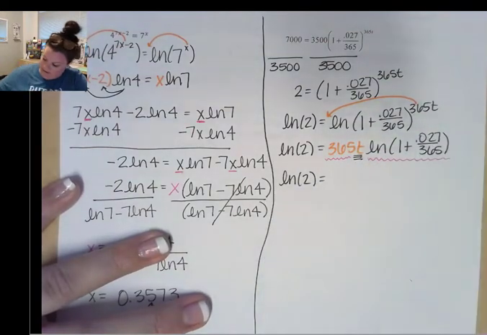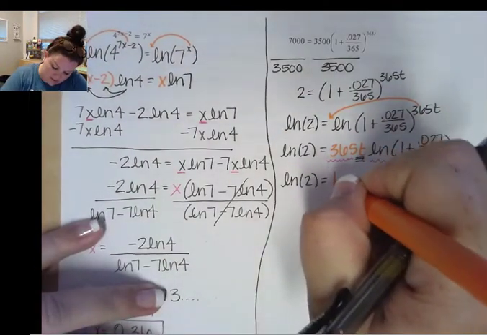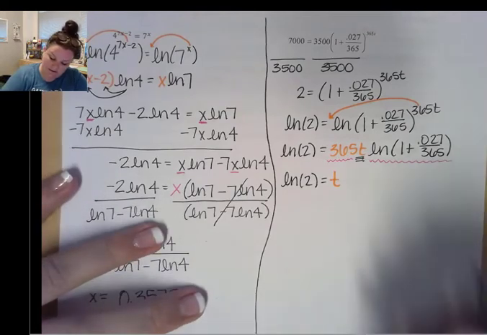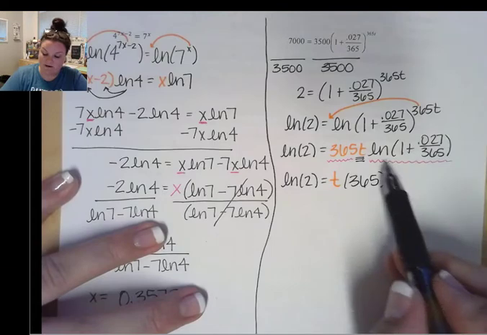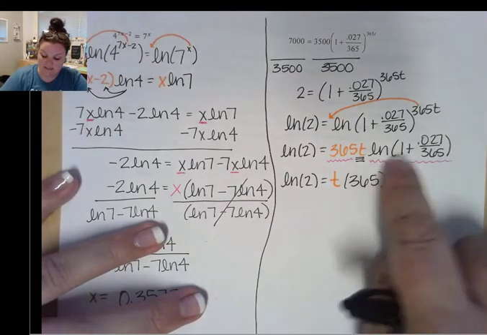I could say, okay, well, here's my t times 365 times whatever this equals. I'll leave it orange just so that we can see it. So I'm going to go ahead and see what this equals.